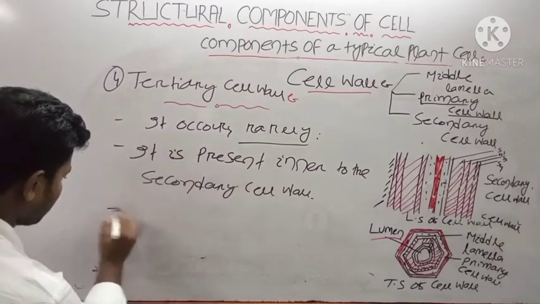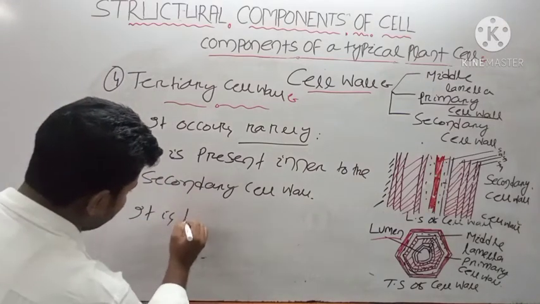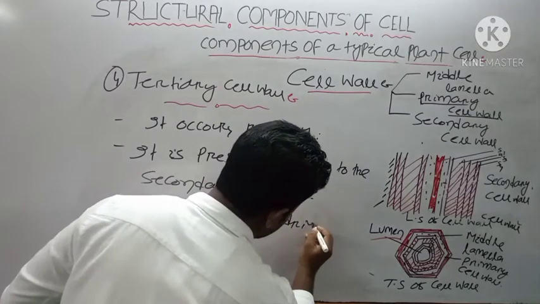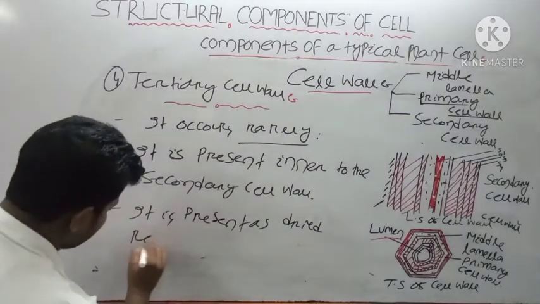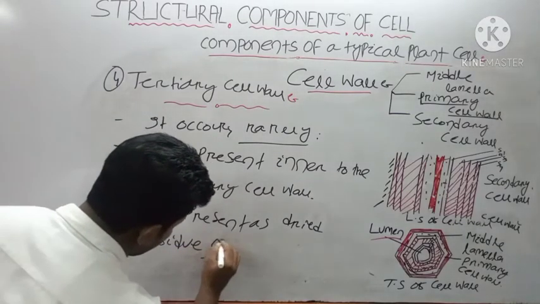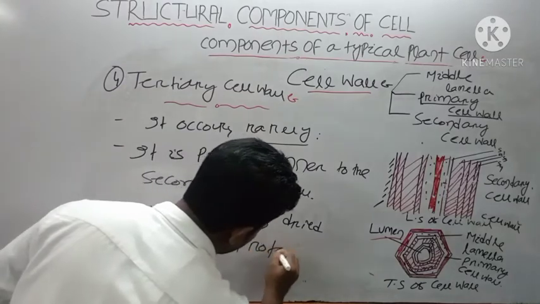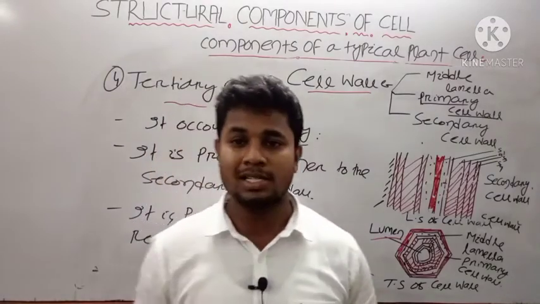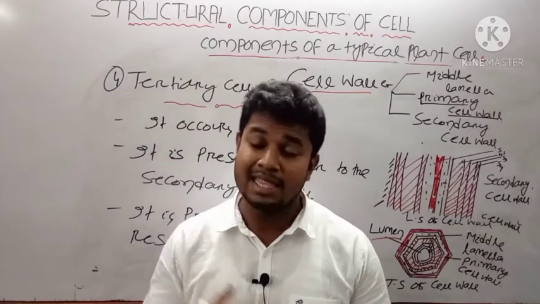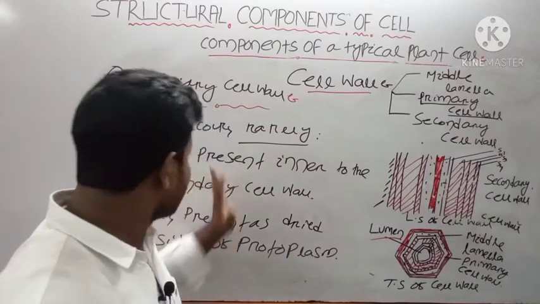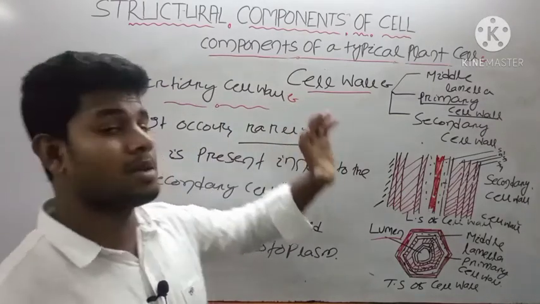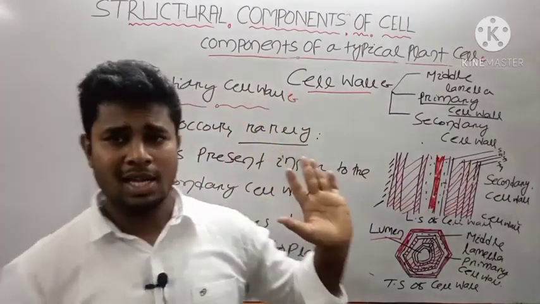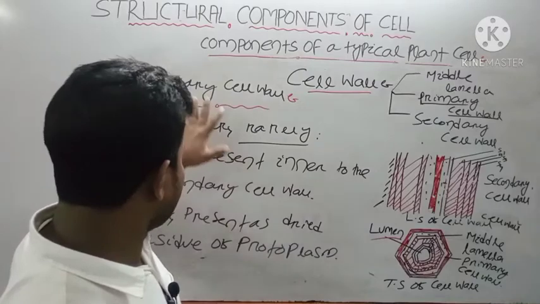Okay, it is present as dried residue of protoplasm. That is, when protoplasm is dried, at that time you can see the tertiary cell wall structure. For example, in gymnosperms, in xylem cells, you can see the structures of the tertiary cell wall. Okay, write down these points.